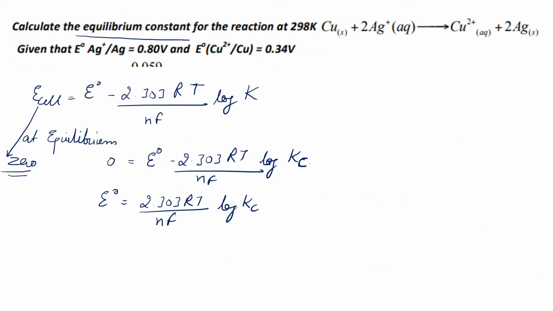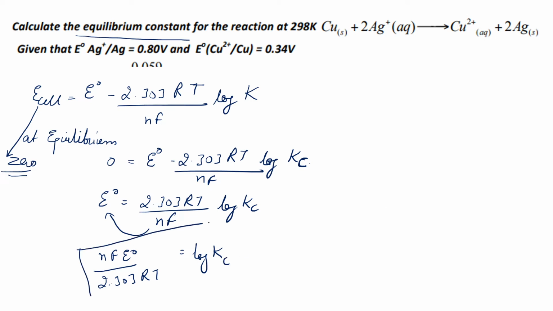So, modifying the equation further, we need to calculate the log Kc. Multiplying by NF, NF E naught divided by 2.303 RT is equal to log Kc. This is the formula that we will be using.